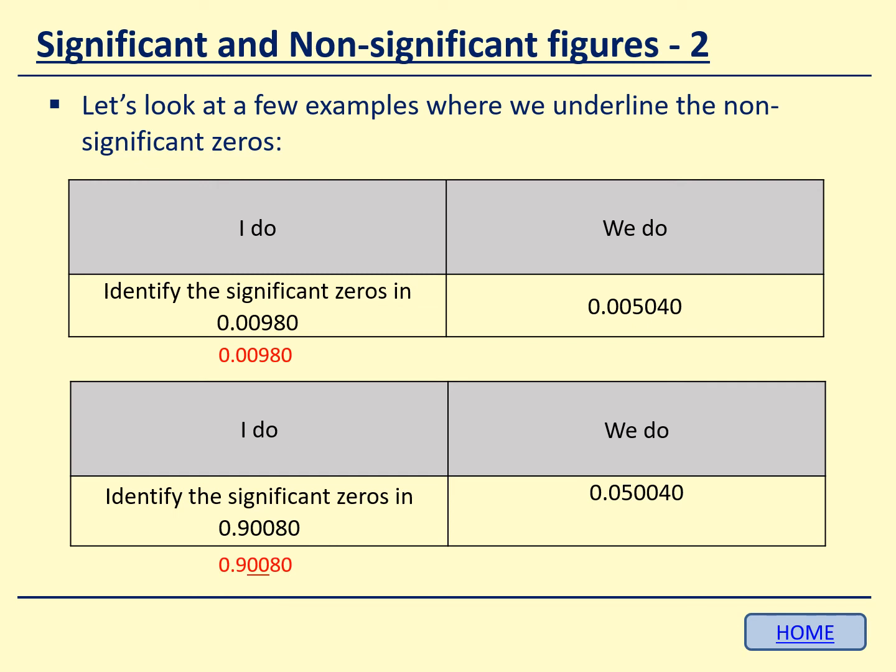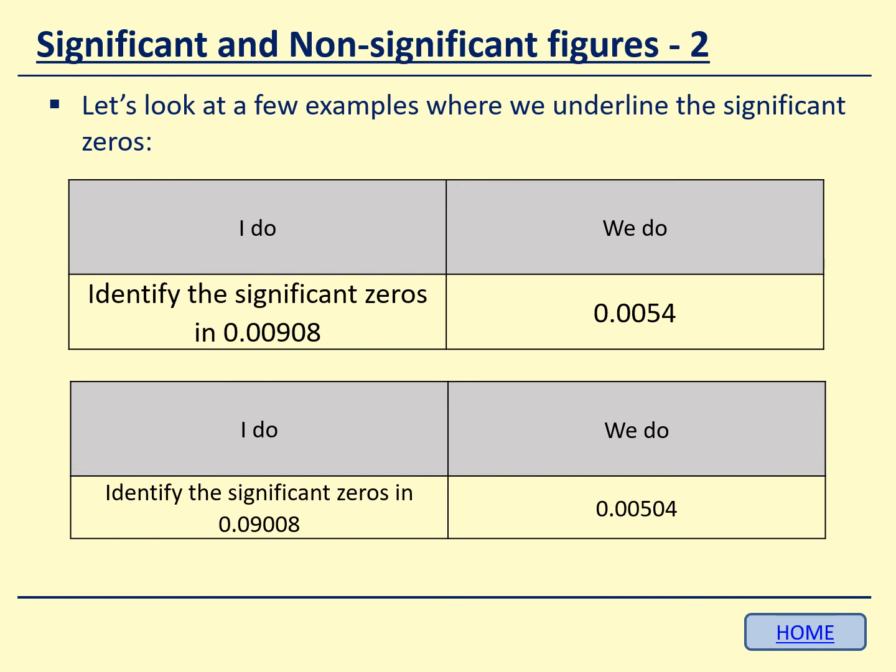Then you're going to do the 2 we do questions. Pause the video, and when you come back, I'll give you the answers. Okay, there's the answers for the we do question. If you haven't managed to get the same answer as what's here, then you need to go back and have a think. The non-significant figures in this one is the 0 between the 5 and the 4. And again in that one is the 3 zeros between the 5 and the 4.